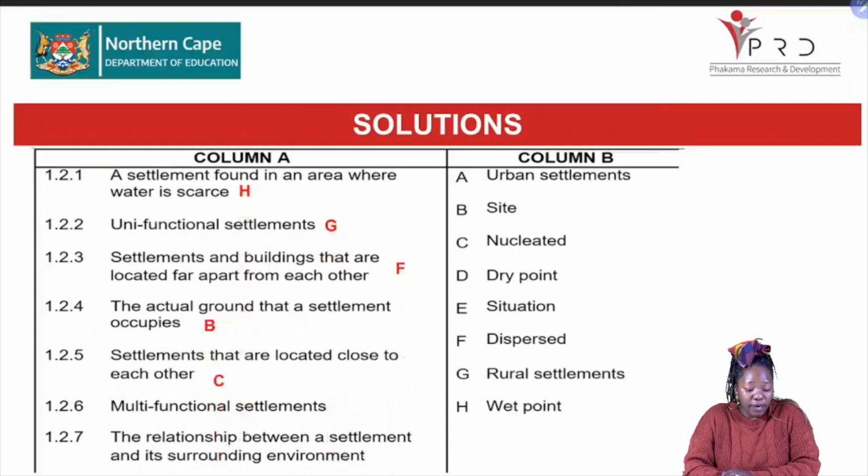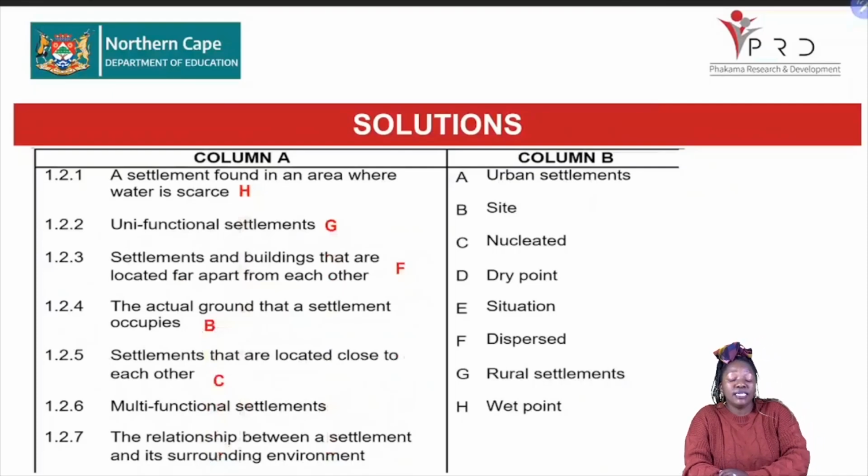So again, let us go back to question 1.2.3 and question 1.2.5. Remember, we have the two settlement patterns, which is your dispersed as well as your nucleated. So looking there at 1.2.3, the settlement and the buildings are located far from each other. As they are located far from each other, mostly you will get that pattern at the rural areas because of the building style they use. Then looking at your 1.2.5, the settlement that are located closer to each other. So obviously that pattern, you will get it in the urban settlement.